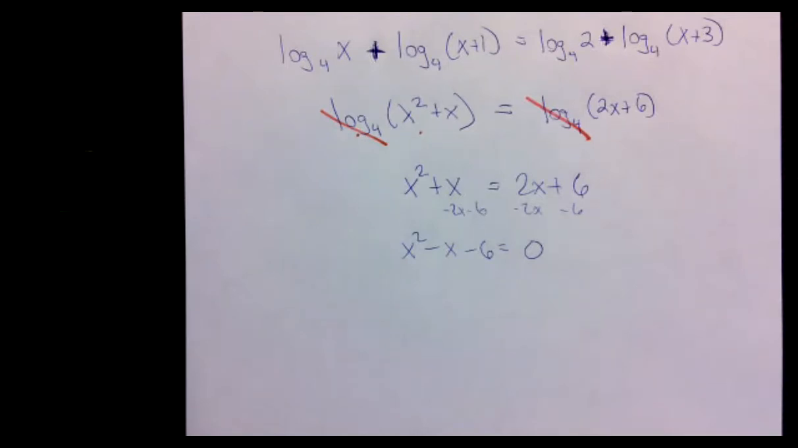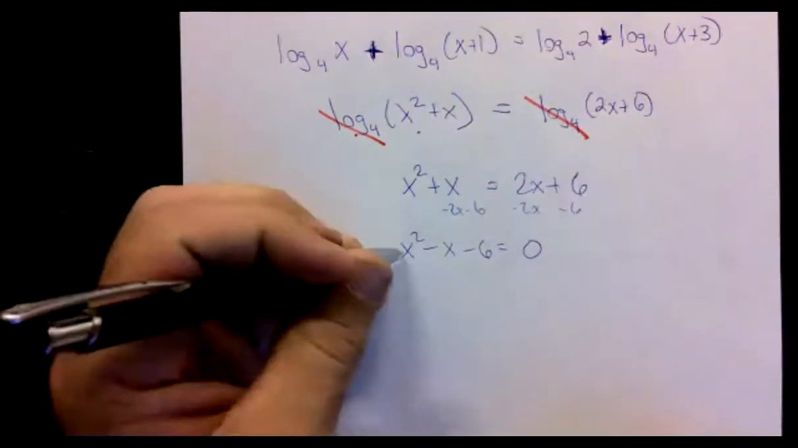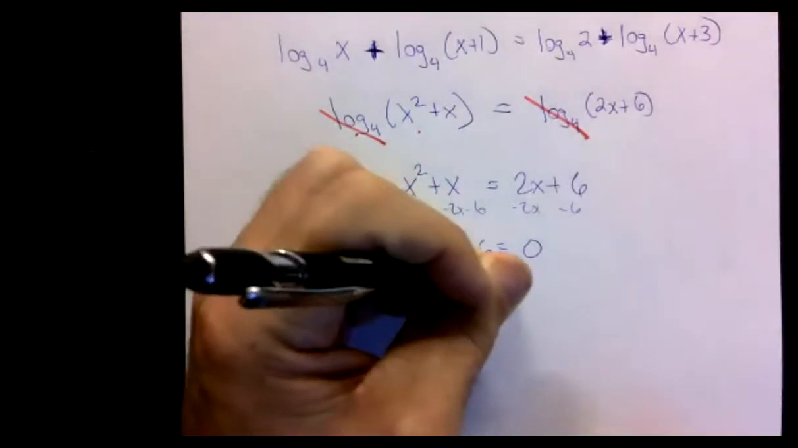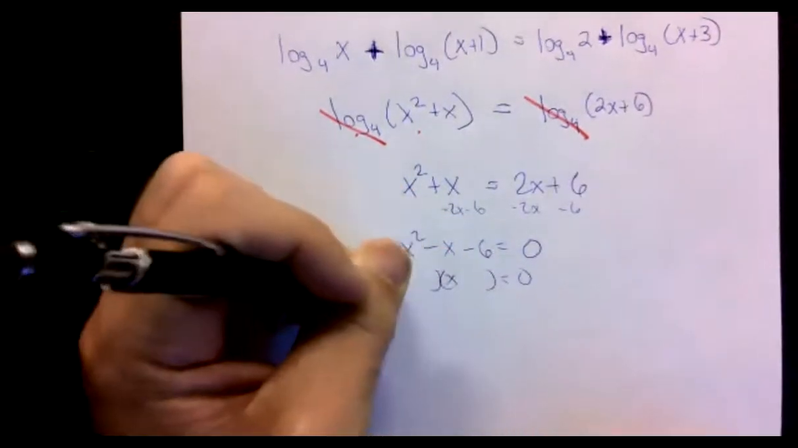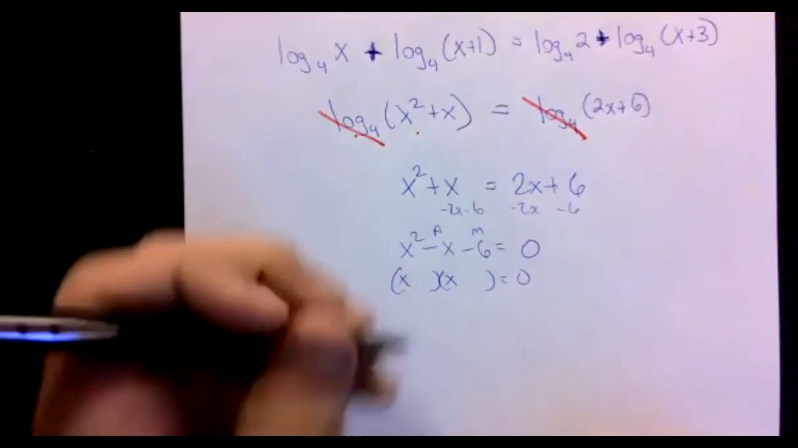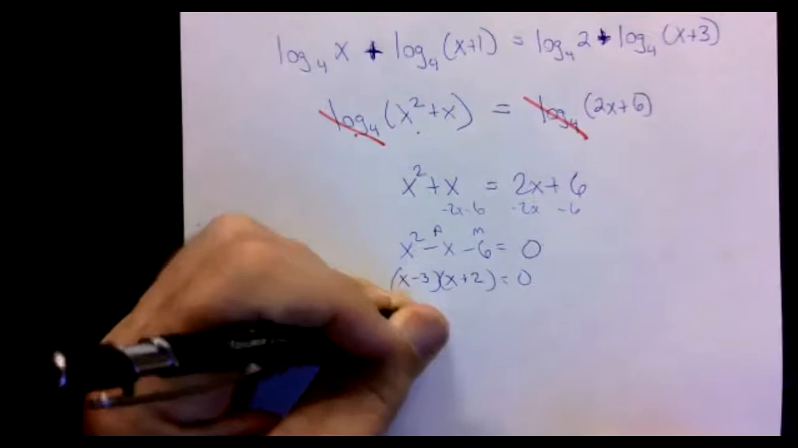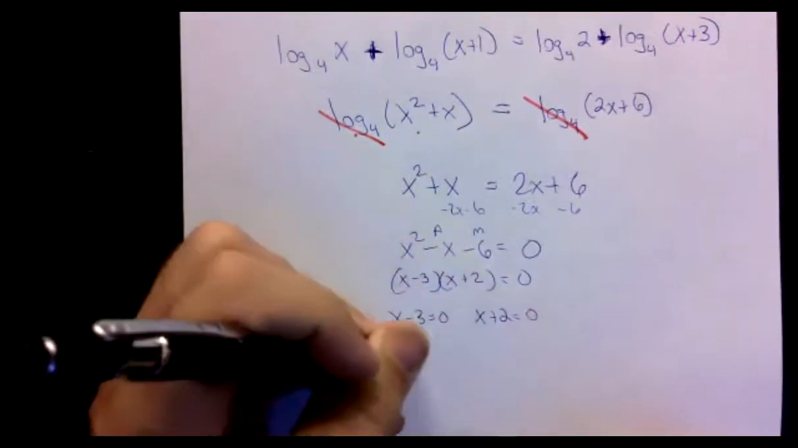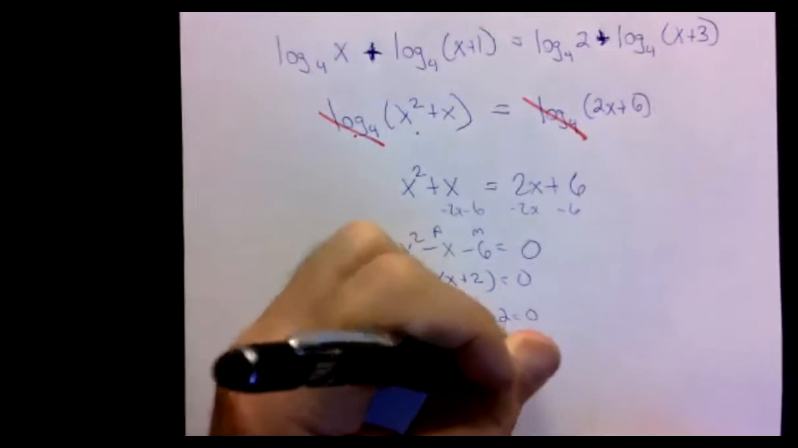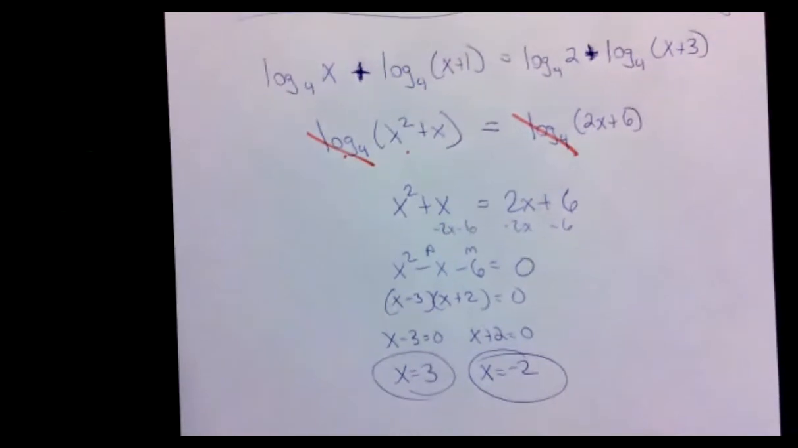But remember, you can solve using any of the methods we've used for quadratic equations so far. So if you want to use the quadratic formula, fine. If you remember how to make your calculator work, you can use that. But anyway, I'm going to factor. x squared is x times x. We're looking for 2 numbers that multiply to get -6 and add to get -1, which would be -3 and +2. Set those equal to 0. And x could equal 3, or x could equal -2.